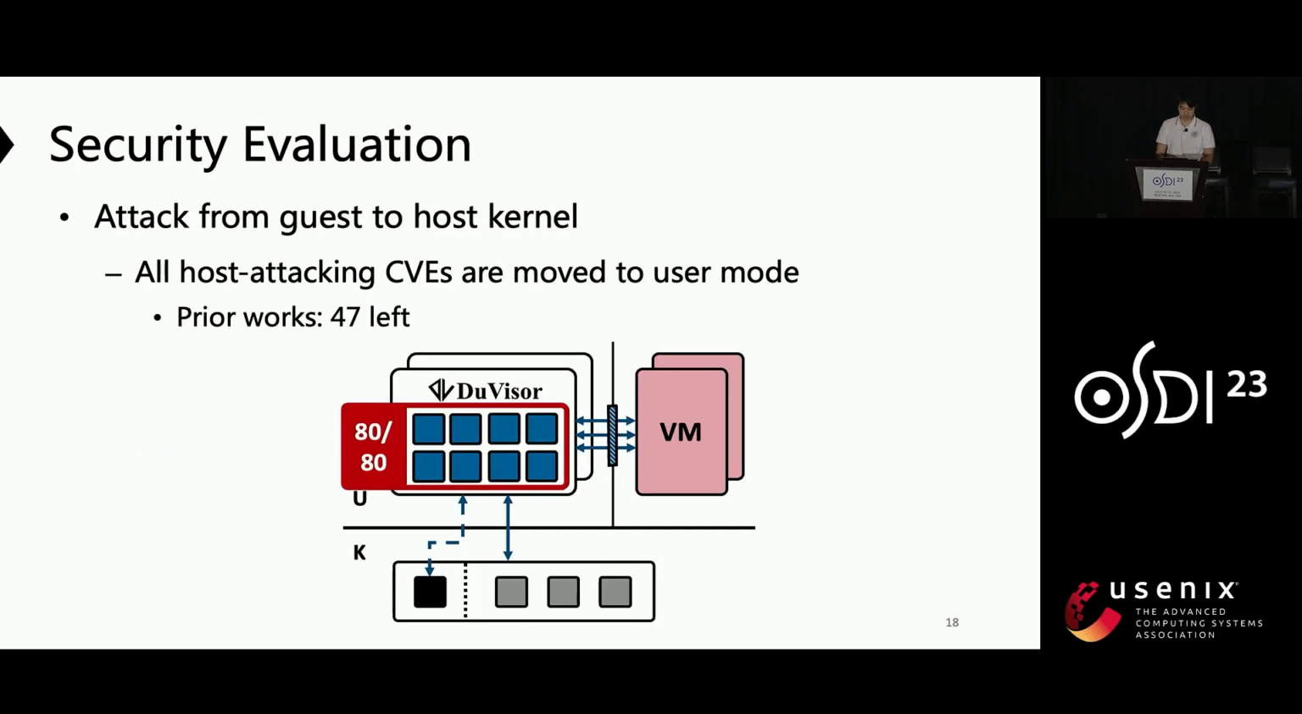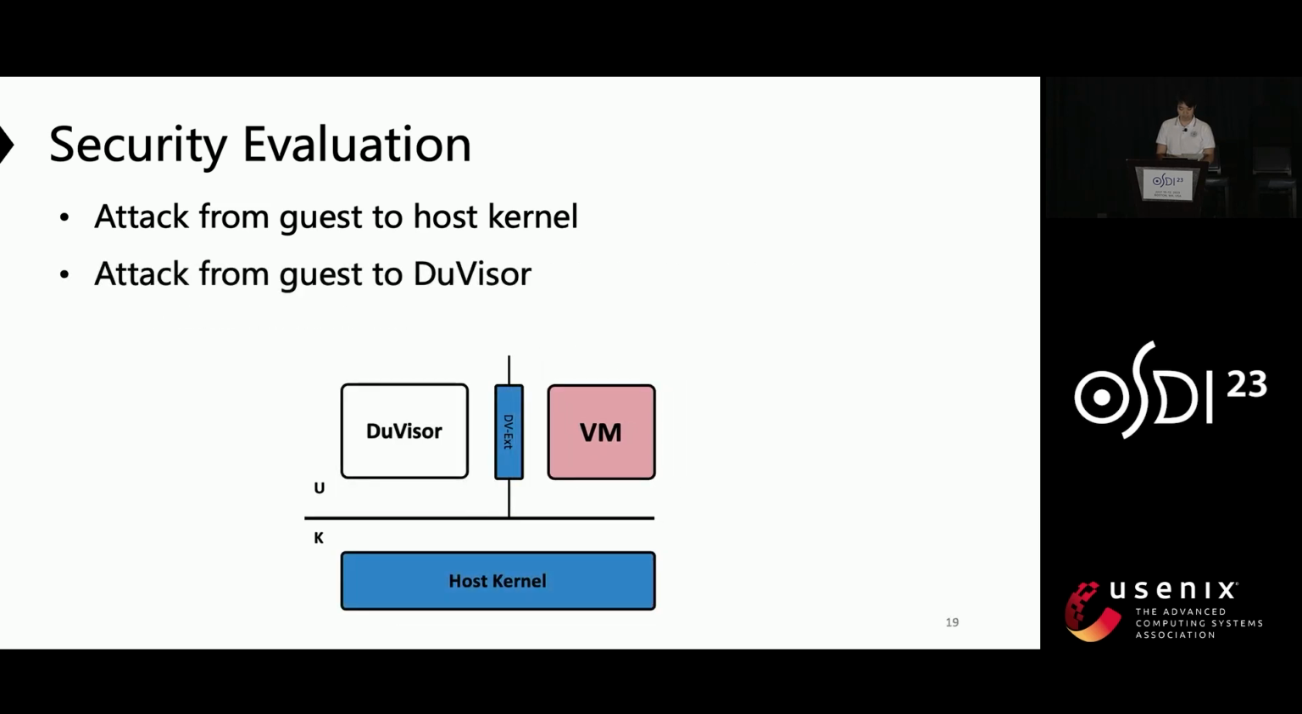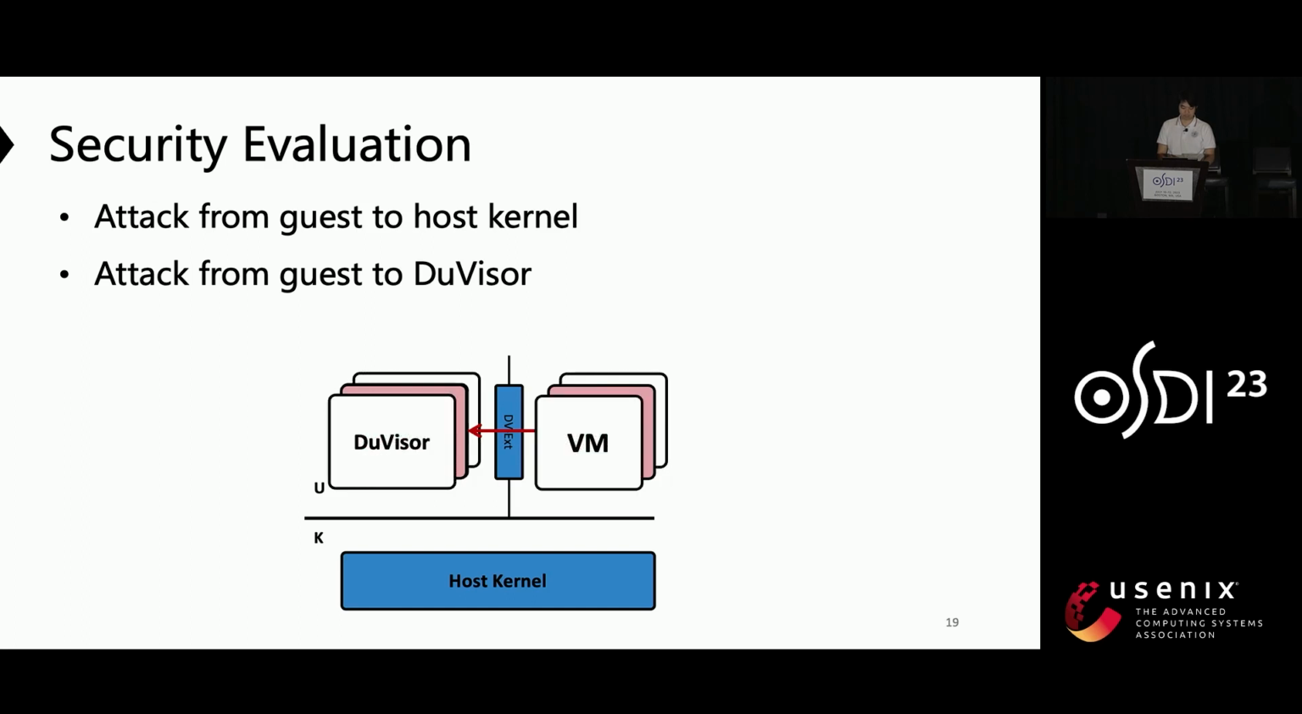Let's talk about the security. A malicious VM can exploit a hypervisor's vulnerabilities to compromise the entire system. However, Divisor has moved all these vulnerabilities to user mode. Therefore, the guests cannot harm the host kernel directly anymore. Although Divisor is developed in Rust with memory and thread safety, our threat model still allows a compromised Divisor. But the attacker is still constrained in a user-level process with no direct threats to other VMs or the host kernel.